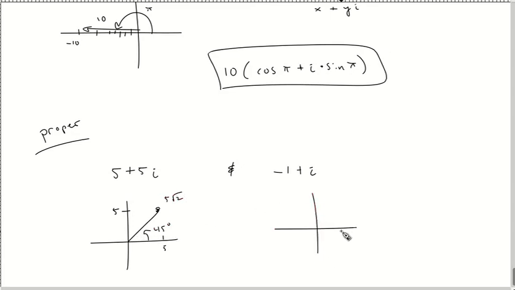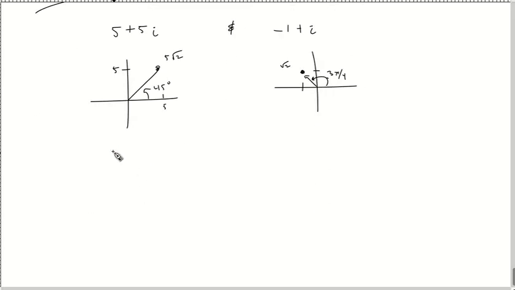This one is kind of similar. I got -1 for x, +1 for y, so this is 1 and 1. It's right there. So my angle is not 45 anymore. This is 3 pi over 4, and the distance is square root 2, okay? So what I actually have is 5 square root 2 CIS pi over 4, and then I'm multiplying it by square root 2 CIS 3 pi over 4.